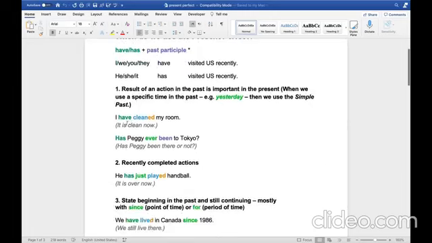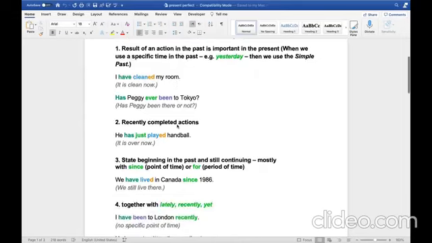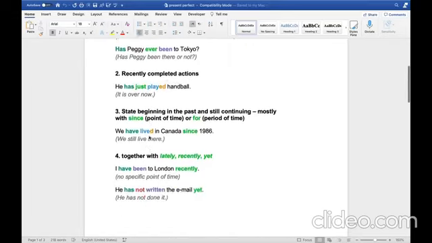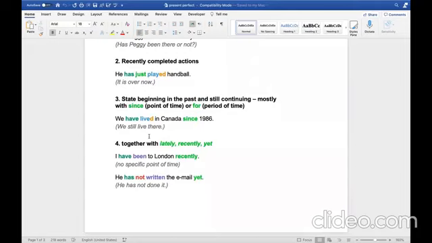Like, I have cleaned my room. Result of an action in the past is important. As I told you, when, for example, you say, I have cleaned my room, so it's clean now. I will not clean it today. Recently completed action, like, for example, he has just played handball. Stating a state beginning in the past and still continuing, like, for example, we have lived in Canada since 1986. This means that they are living in Canada now.